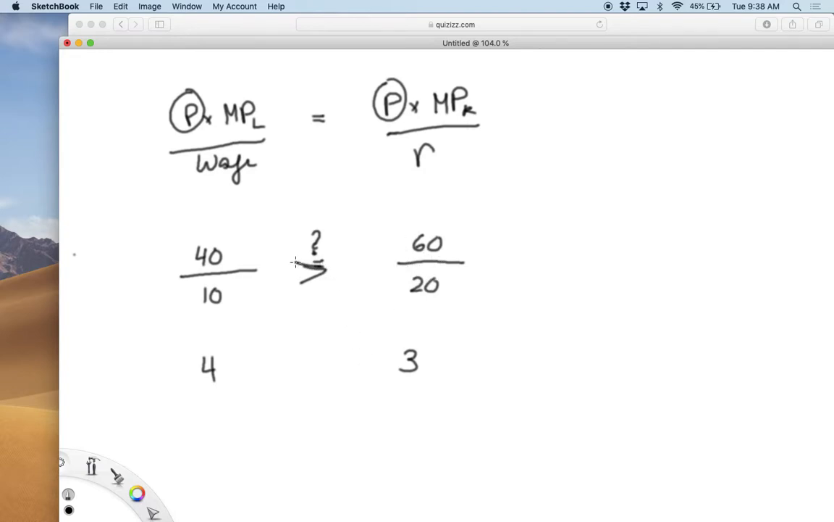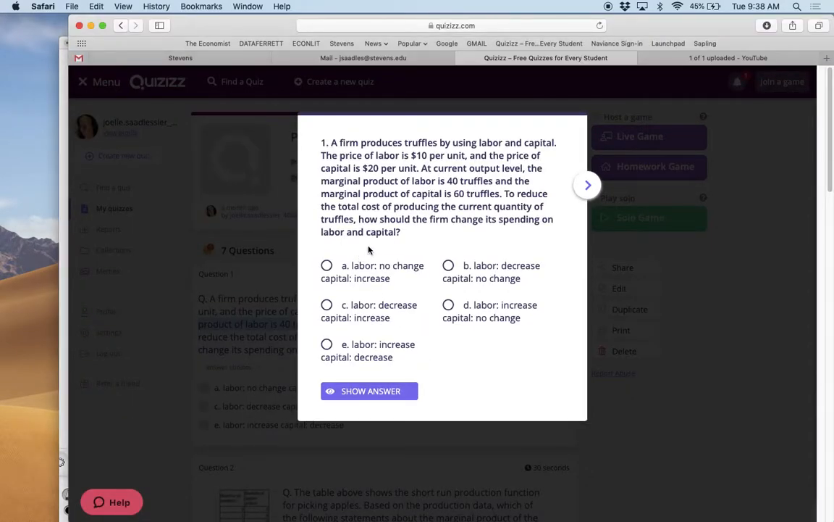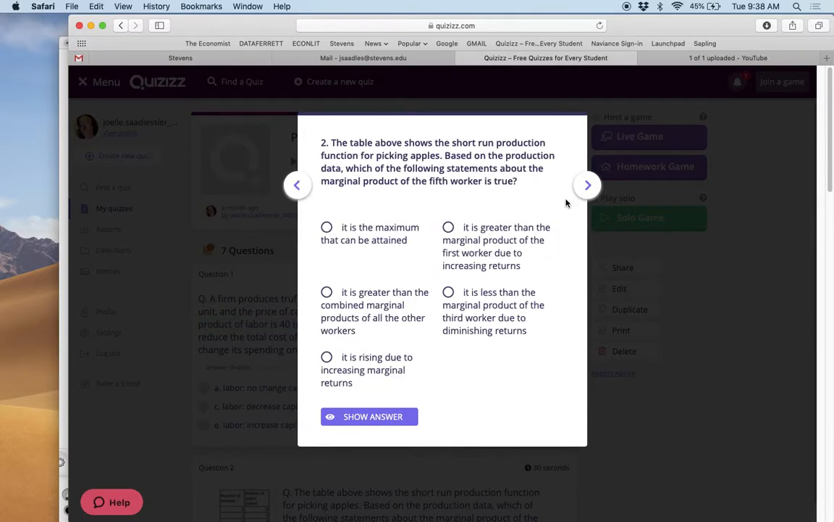So if you want to improve your production process and reduce your costs, you should reduce how many machines and increase how many workers, because the workers give you more value. So they should hire more workers and use fewer machines. In this case, you would increase labor, decrease capital. The answer would be E. Labor increase, capital decrease.